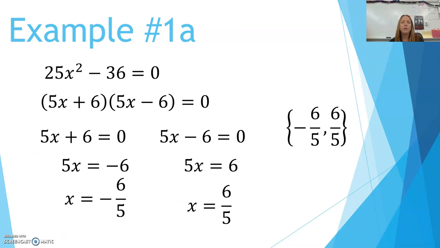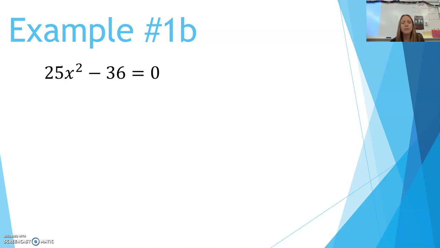So with the taking the square root method, we're going to be doing it a little bit differently and it might be a little bit faster for you. So let's take a look at that same problem. Instead of factoring, what we're going to do is solve for x as if it didn't say x squared. So if I gave you this problem and it just said 25x minus 36 equals 0 and I said solve for x, the first thing you do is move the 36 over.